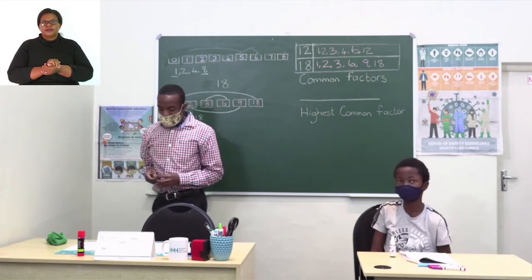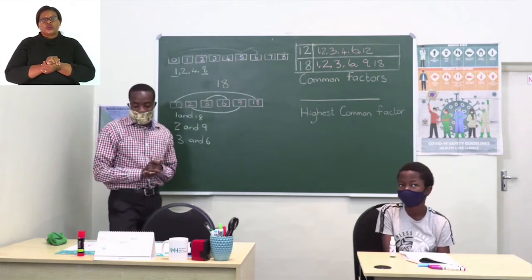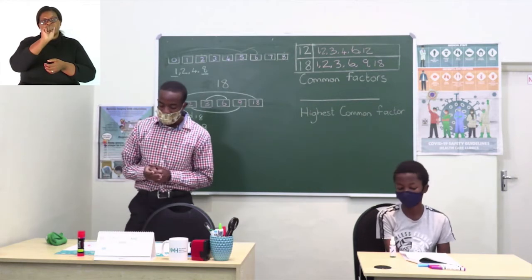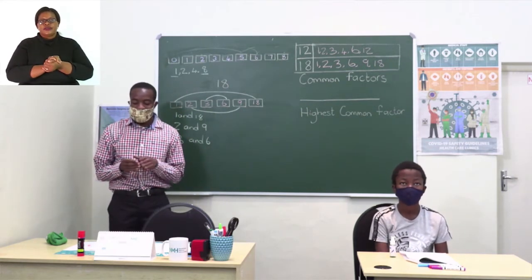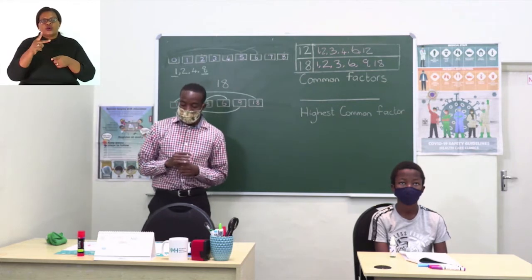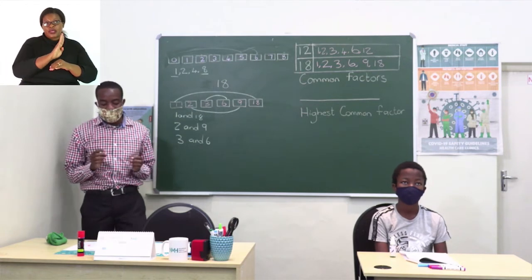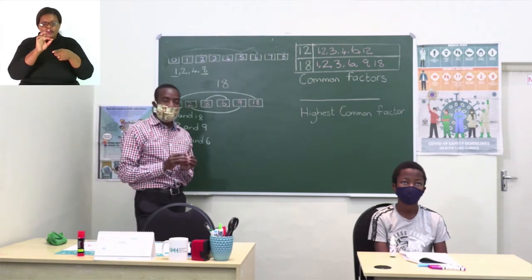All right, now, by doing that, we have already answered question A. Do you realize that? Because question A says, find all the factors of 12 and 18. Okay, now, what is our next mission? Is to discover all the common factors of 12 and 18.